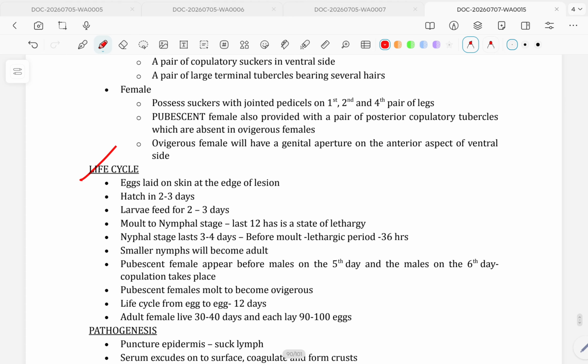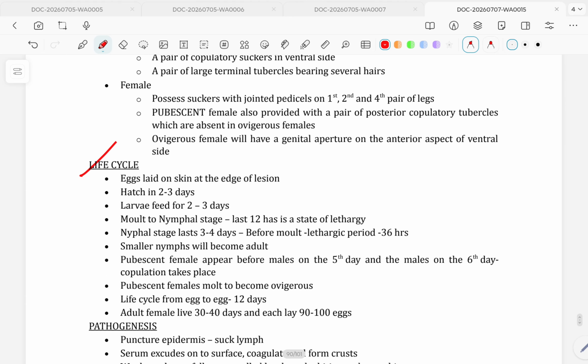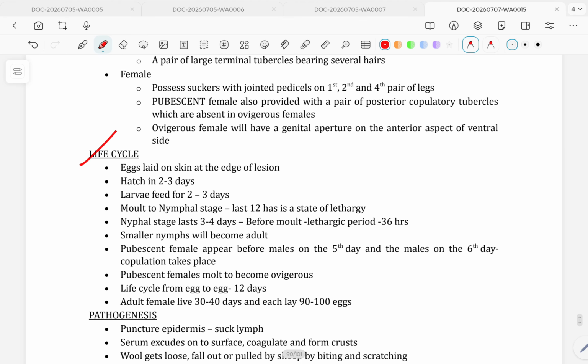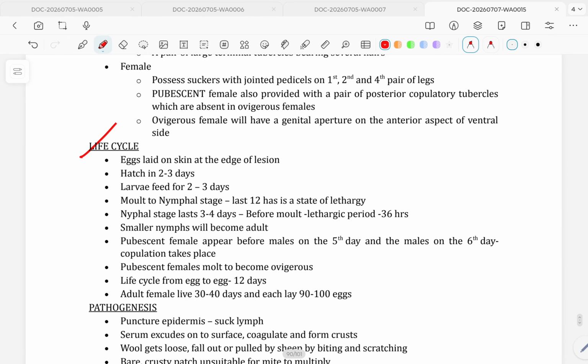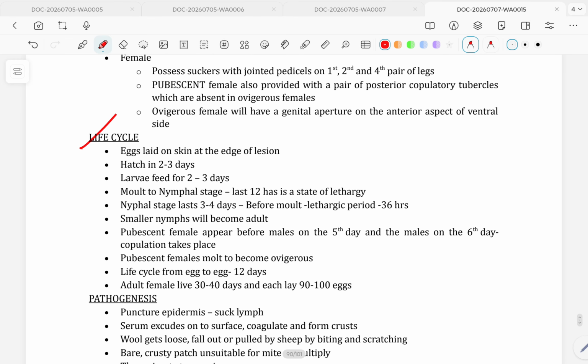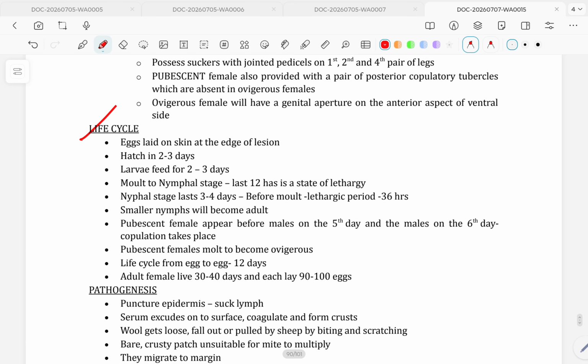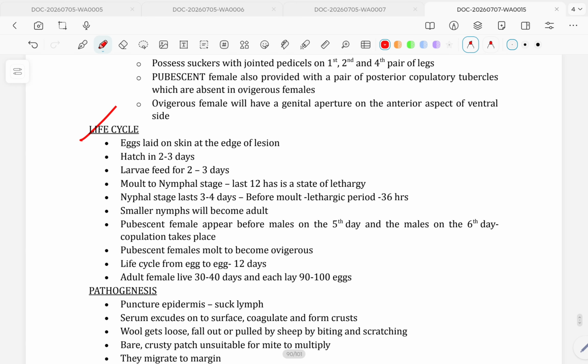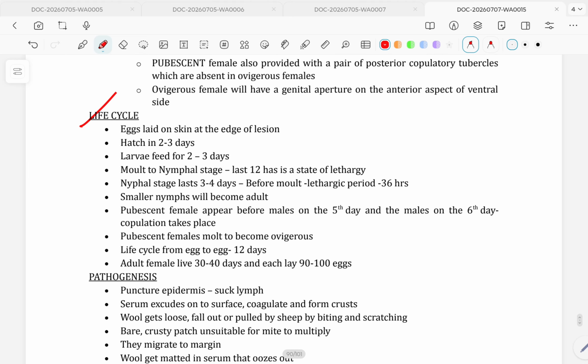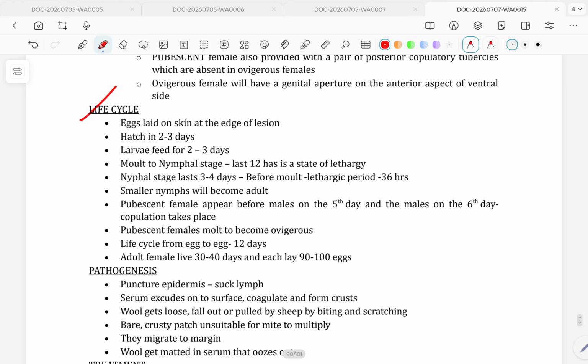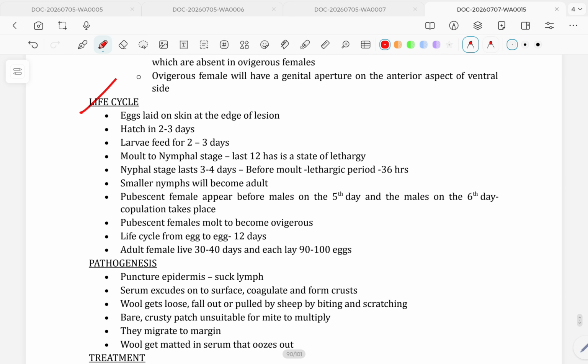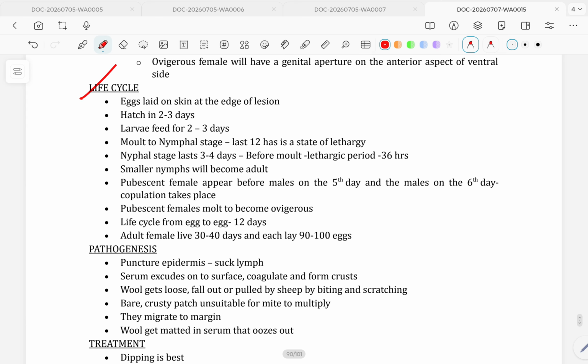Life cycle: egg laid on skin. Hatch in 3 days. Larvae feed for 2-3 days, molt to nymphal stage lasting about 12 hours, then a lethargic stage. Nymphal stage lasts 3-4 days before molt; lethargic period 36 hours. Small nymphs will become adult.